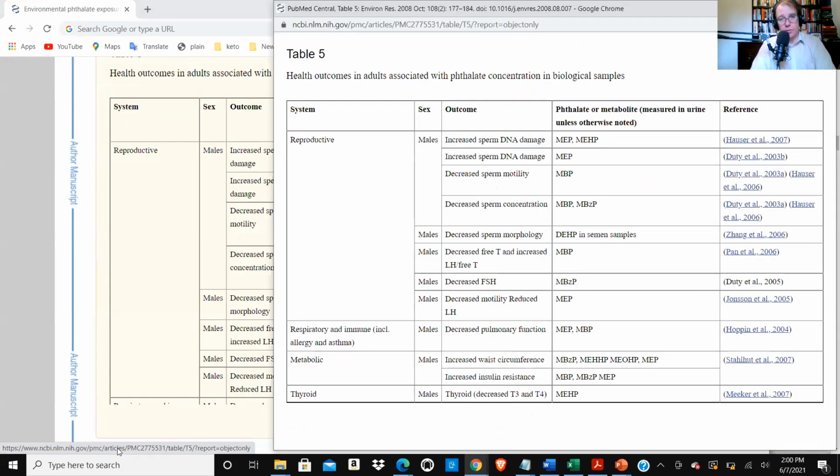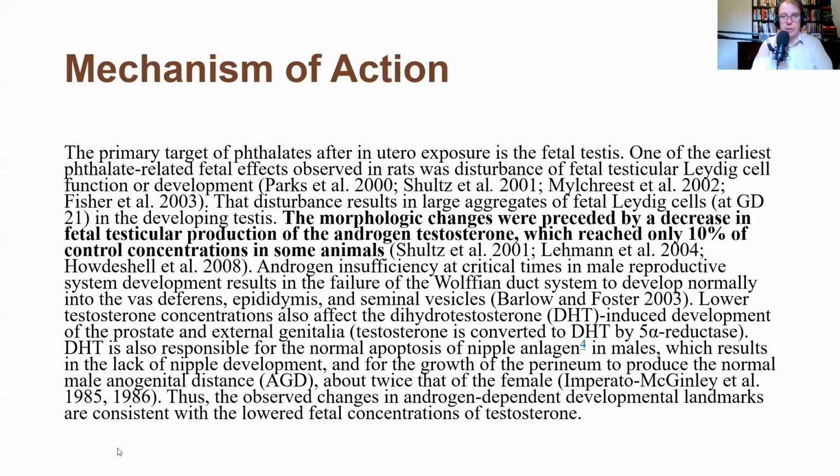They have this table in here that shows reproductive, immune, metabolic, and thyroid effects. And the specific effects on males include sperm DNA damage, decreased sperm motility, decreased sperm morphology, decreased sperm concentration, decreased free testosterone, decreased follicle stimulating hormone, decreased pulmonary function, increased waist circumference, increased insulin resistance, and in thyroid, a decrease from T3 to T4. I would encourage you to understand that the phthalates have multiple effects because there are so many of them, but also because of the very powerful, across the board effect of testosterone during development.